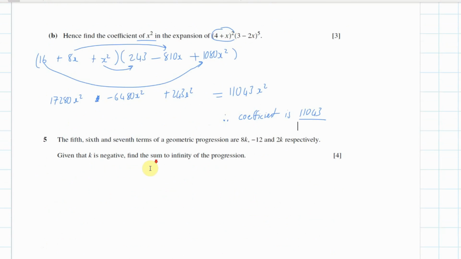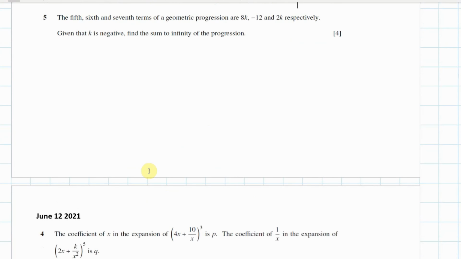Alrighty, the next one is 5th, 6th, and 7th terms of a geometric progression are given, and we've got to find the sum to infinity. Now, the sum to infinity is given on your formula sheet, and it's the first number in the series over 1 minus the common ratio. Now, if you've got 5th, 6th, and 7th, this is AR^4, this is AR^5, and this is AR^6.